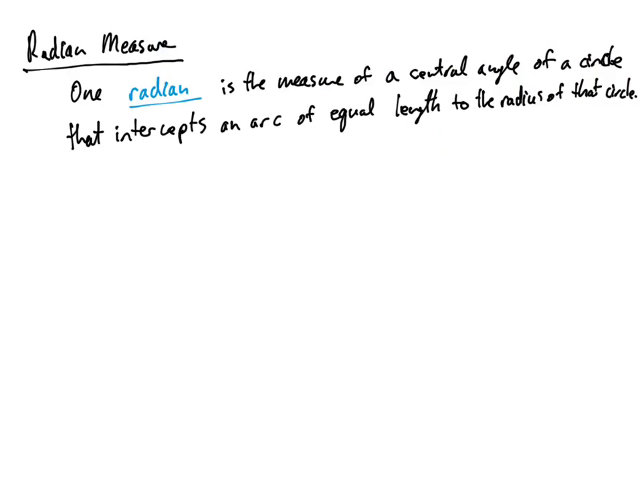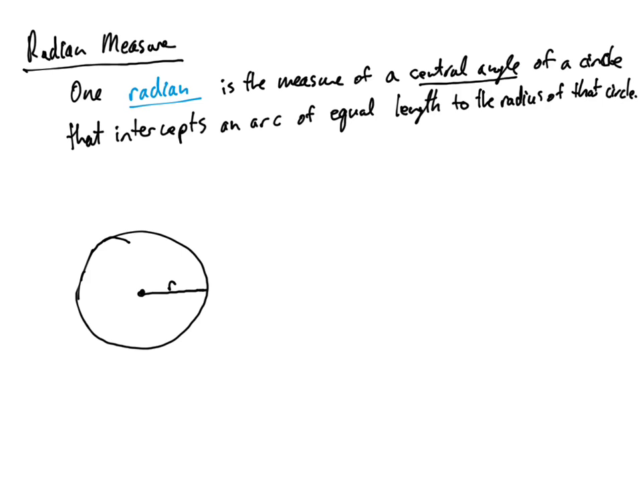All right, so let's talk about radian measure. The definition we have is that 1 radian is the measure of a central angle of a circle that intercepts an arc of equal length to the radius of that circle. So let's see what this means. We have a circle. This length here is called the radius, the distance from the center to the edge of the circle.